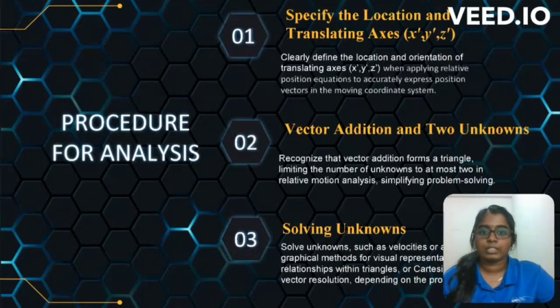The following slides show some of the procedure for the analysis. First one is specifying the location of the translating axes, which are x prime, y prime, and z prime. Second one is recognizing the vector addition to form a triangle with at most two unknowns. The third one is solving the unknowns such as velocities or accelerations.